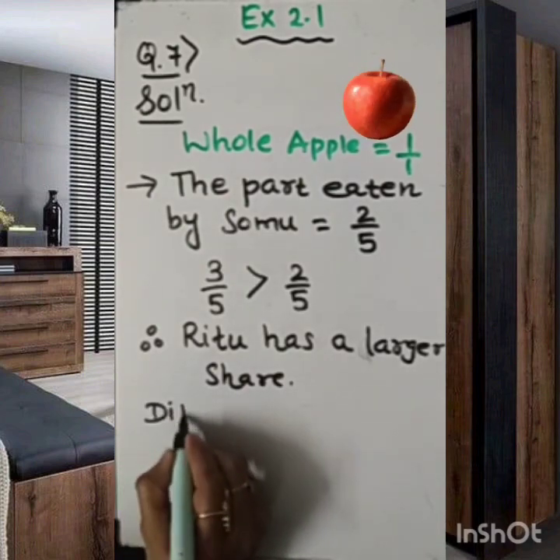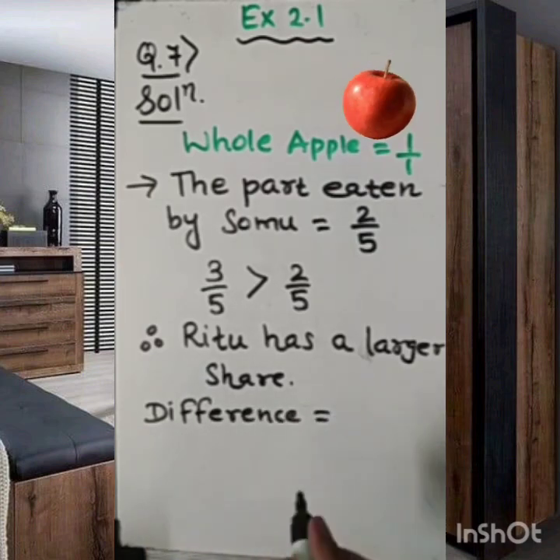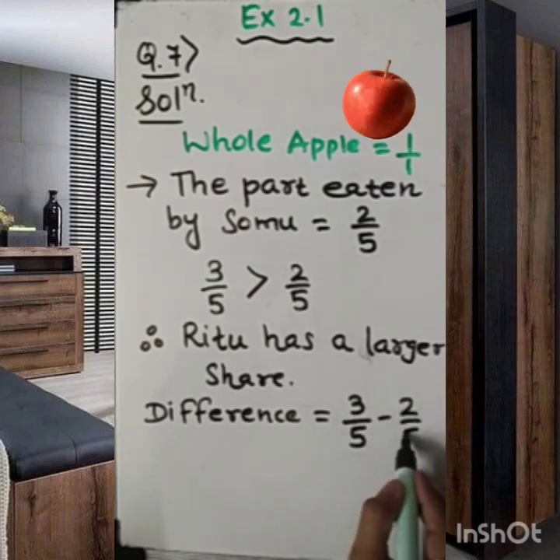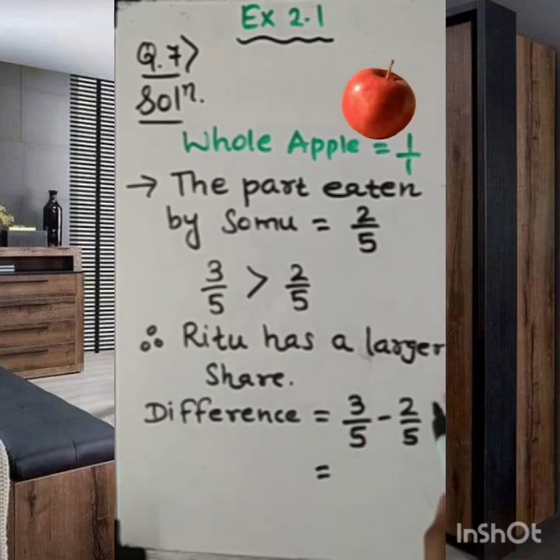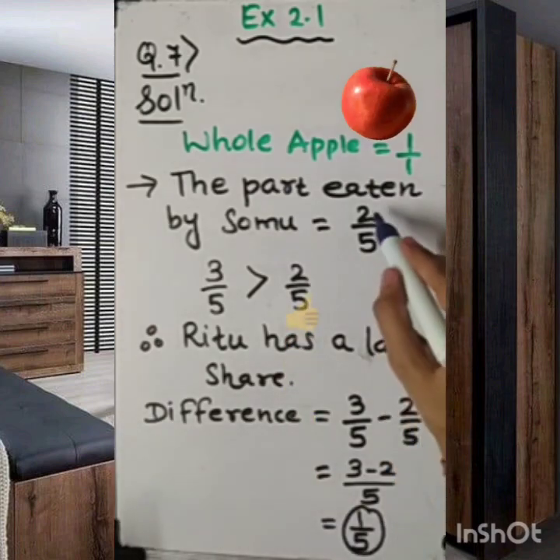Okay. By how much means we need to find the difference of both of these parts, that is 3 by 5 minus 2 by 5, the part of the apple eaten by Ritu and the part eaten by Somu. So, my dear student, here 3 minus 2 divided by 5, that is 1 by 5. This is our third solution. The first question's solution is the first solution.